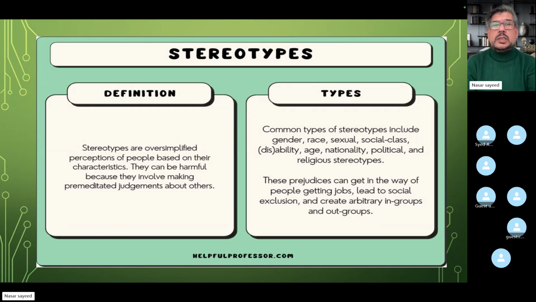And lastly, but not least, stereotypies, verbal stereotypies or motor stereotypies. Now, stereotypies are oversimplified perceptions of people based on their characteristics. They can be harmful because they involve making premeditated judgments about others. Common types of stereotypies include gender, race, sexual, social class, ability, age, nationality, political, religious stereotypies. If I have a belief system that all men are aggressive, this could actually be stereotyping. My fixated belief about men that all men are aggressive people. Now, it could be rational or it could be irrational, but if it is crossing some boundaries, then it could be basically a big problem.